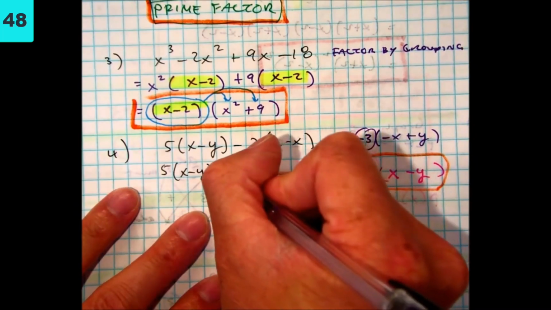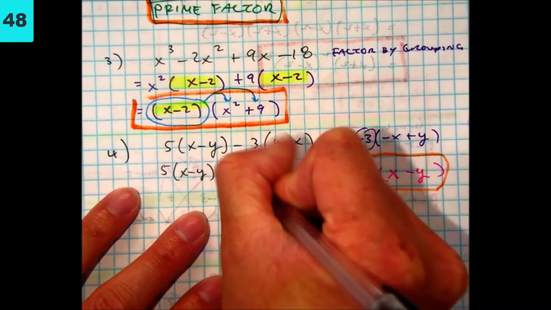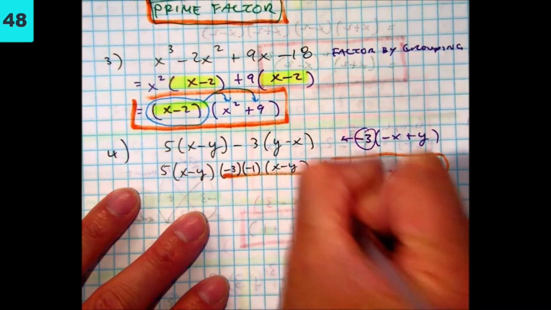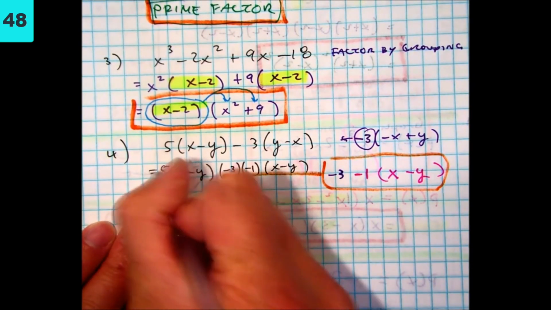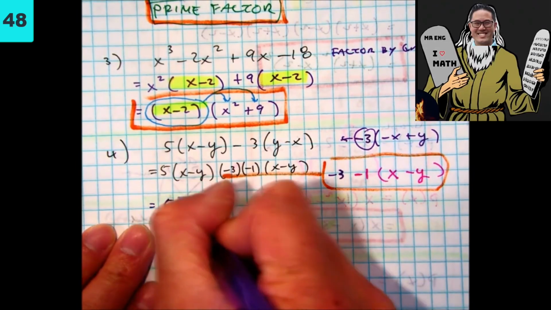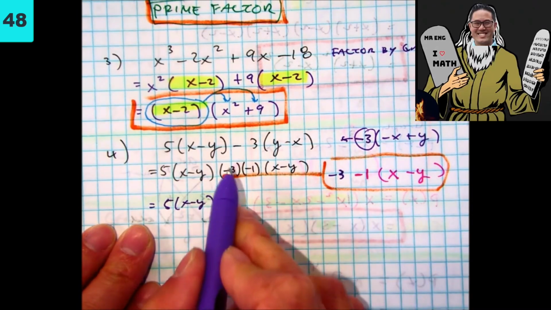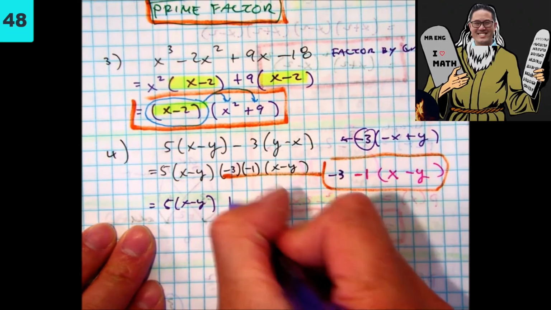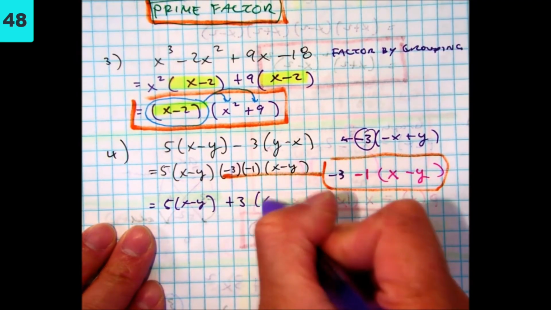This is negative 3 times a negative 1 times x minus y. I'm just going to go through and simplify now. I have 5 times x minus y. Class, what's negative 3 times negative 1? Positive 3. And I have this x minus y.